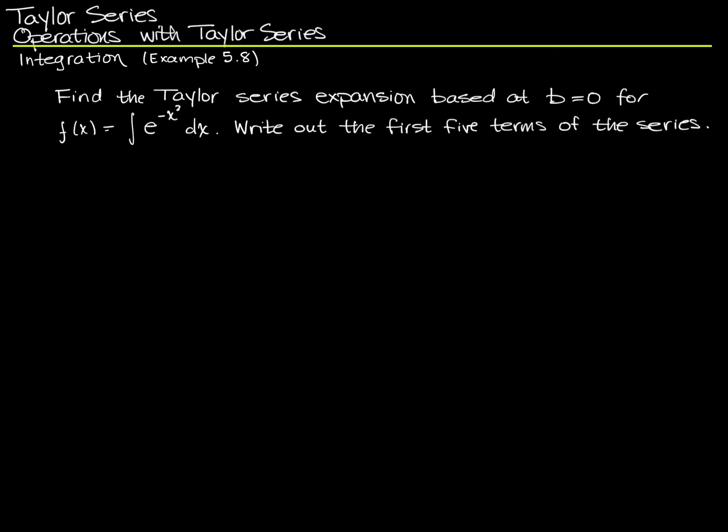Okay, in this problem, we're asked to find the Taylor series expansion based at b equals 0 for f of x equals the integral of e to the negative x squared. We're asked to find the Taylor series expansion here because what we really wanted to do was integrate e to the negative x squared, but we can't do that directly. That's not a problem we can do using just integration techniques. So instead, we're going to use Taylor polynomials to approximate the function that is the integral of e to the negative x squared.